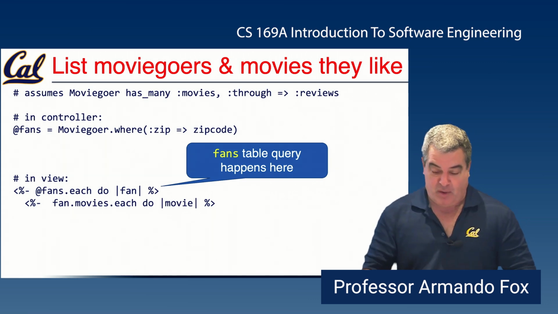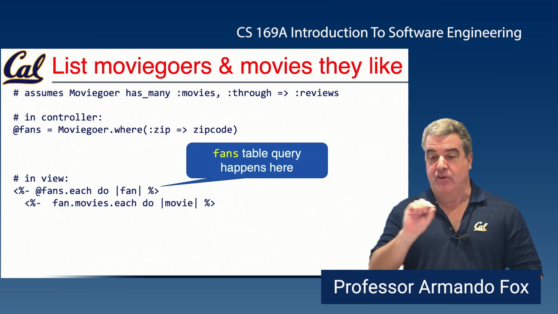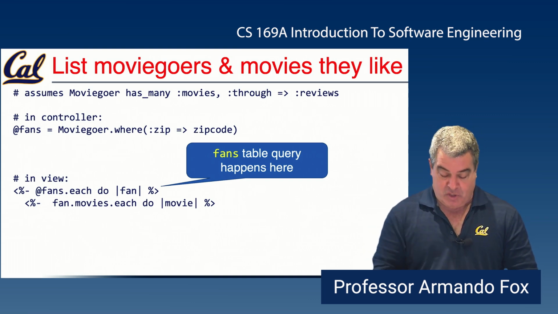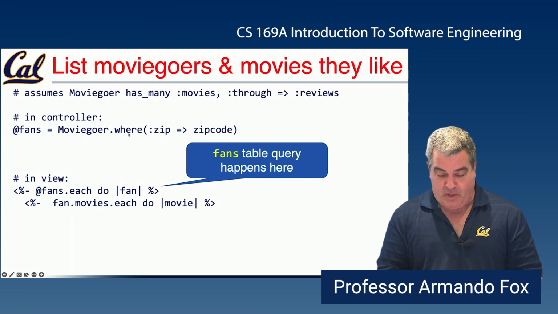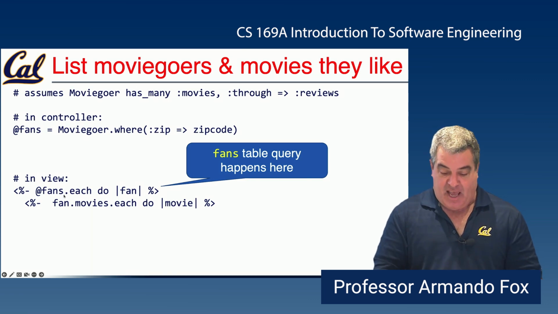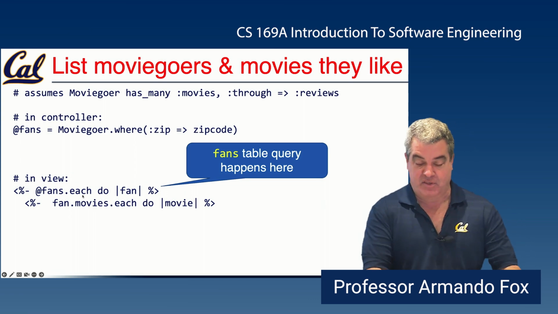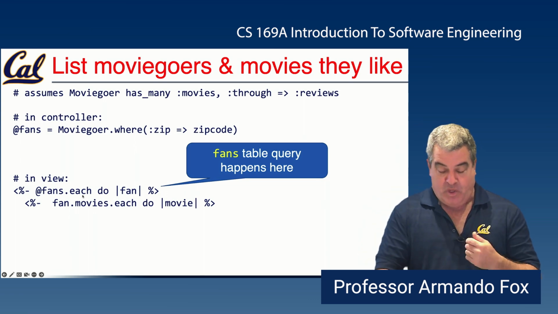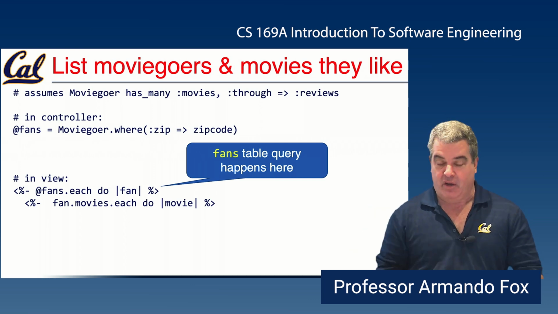So here's the subtle problem with doing this. Remember we talked about how Active Record queries actually get done as late as possible. So really, even though up here we've got an Active Record query for a moviegoer, the actual database hit doesn't happen until we try to do something to materialize the result, right? And in that case, it's when we're rendering the view. As soon as we hit this each, now the query is forced to happen. Okay, so we do a query and we get all these moviegoers.